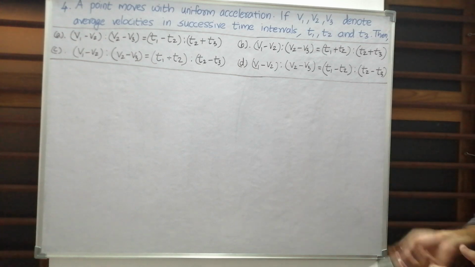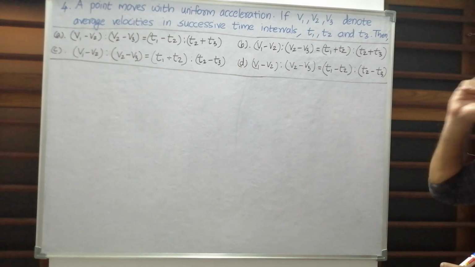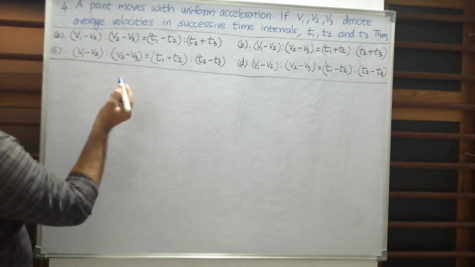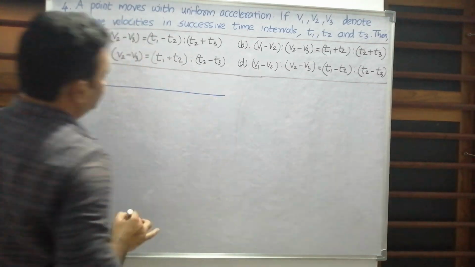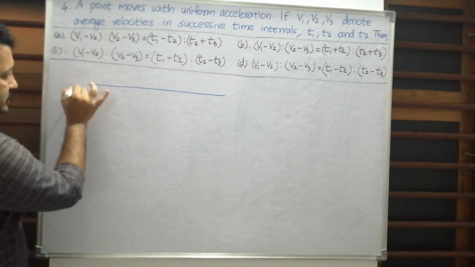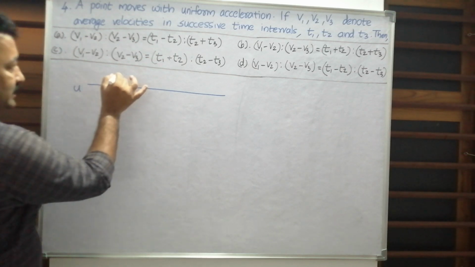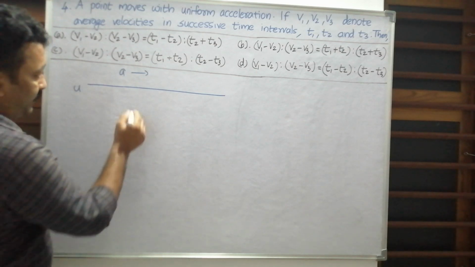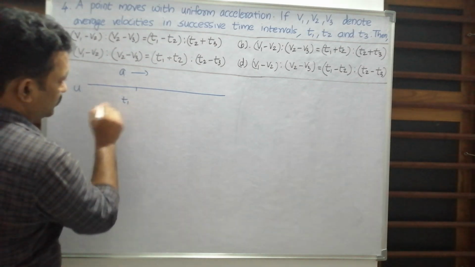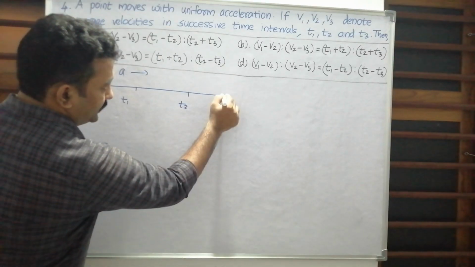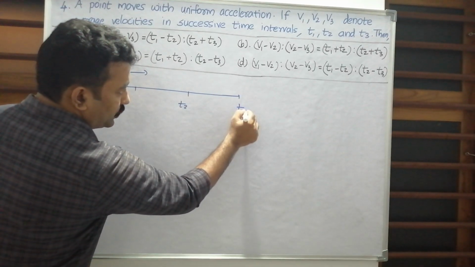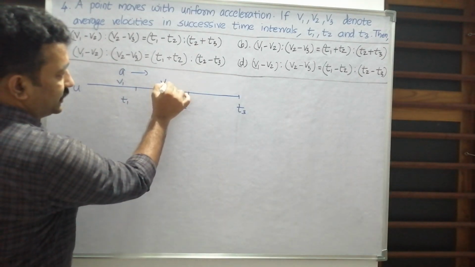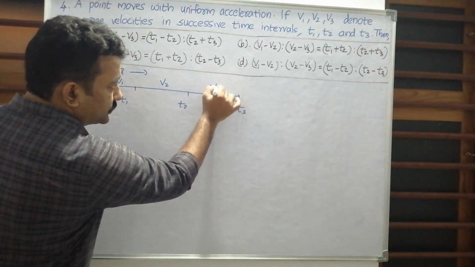How to start and from where to start? I will start from the concept of uniform acceleration, that I have got a particle, a point which is moving with uniform acceleration. Say initially it has a velocity of u, it has an acceleration a, it covers successive time intervals say t1, t2 and t3. And what is given for us? In the first interval it has an average velocity v1, in the second interval an average velocity v2, and in the third interval an average velocity v3.